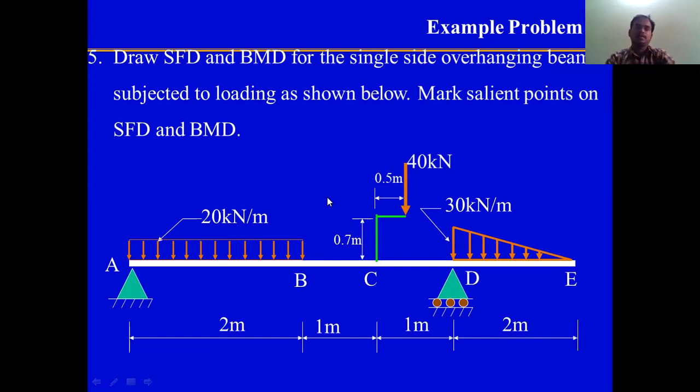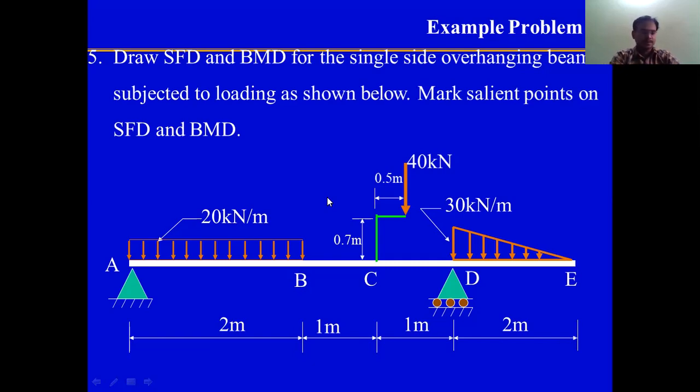Now draw the shear force diagram and bending moment diagram for the single side overhanging beam subjected to loading as shown below. Mark salient points on the shear force diagram and bending moment diagram. Salient points means the first point where shear force is 0, and on the bending moment diagram the point of contraflexure. We should find the point of contraflexure where the bending moment is 0, and the point where the bending moment is maximum. That is what we need to determine.